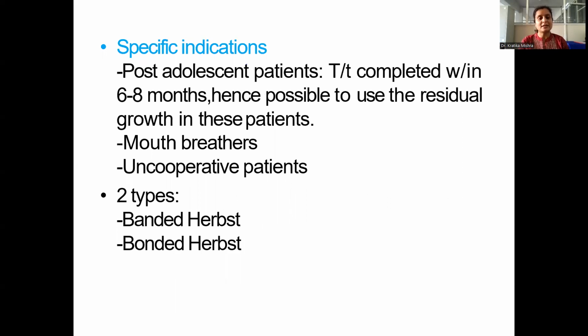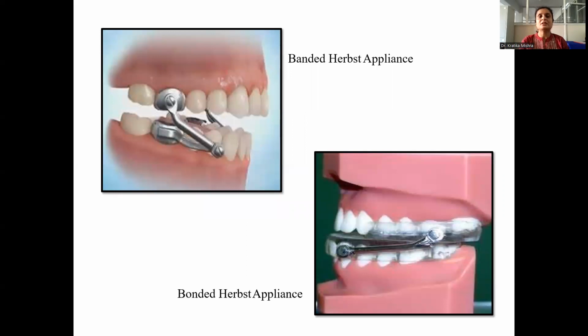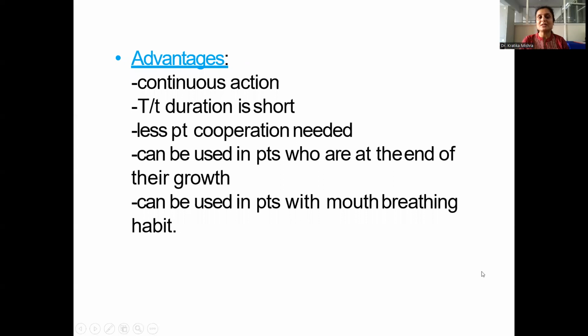There are two types, banded and bonded Herbst. First one is the banded Herbst and the other one is the bonded Herbst appliance. The advantages are continuous action, treatment duration is short, less patient cooperation is needed, and it can be used in patients who are at the end of their growth and in patients with mouth breathing habit.